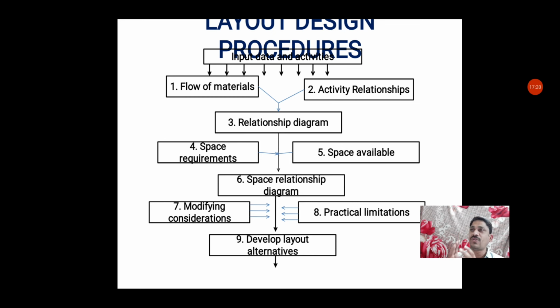Whatever you feel, like department 1 being beside department 2, may not be possible because of some technical limitations, like the active relationships we discussed, and maybe because of space availability requirements. Because of a number of practical limitations it may not be possible. If so, you have to ignore that modification, consider the other modifications, and develop various alternatives.